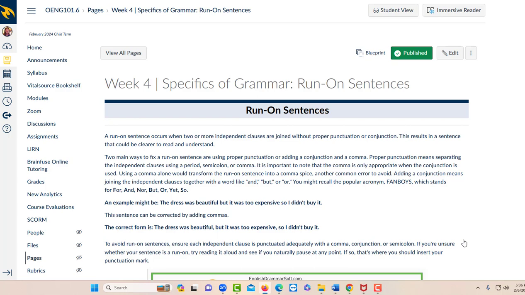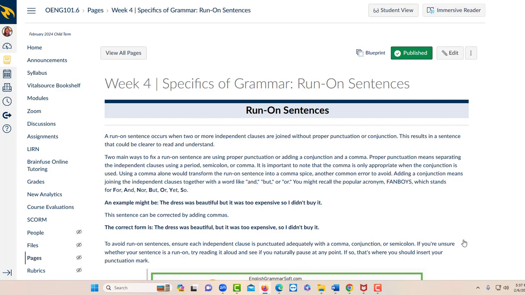Proper punctuation means separating the independent clauses using a period, semicolon, or comma. It is important to note that the comma is only appropriate when the conjunction is used. Using a comma alone would transform the run-on sentence into a comma splice, another common error to avoid. Adding a conjunction means joining the independent clauses together with a word like and, but, or. You might recall the popular acronym FANBOYS, which stands for for, and, nor, but, or, yet, so.